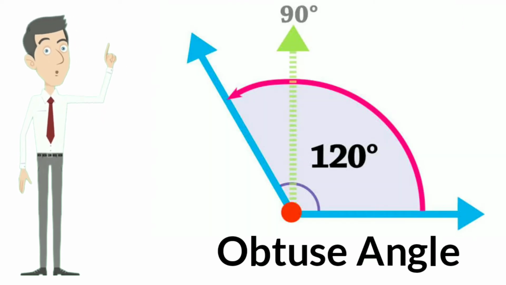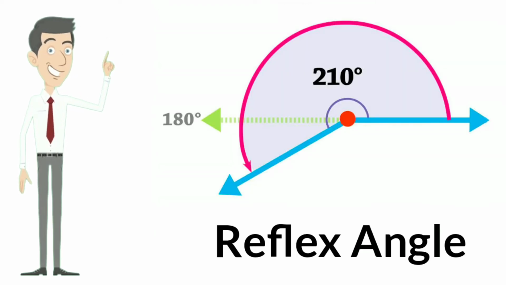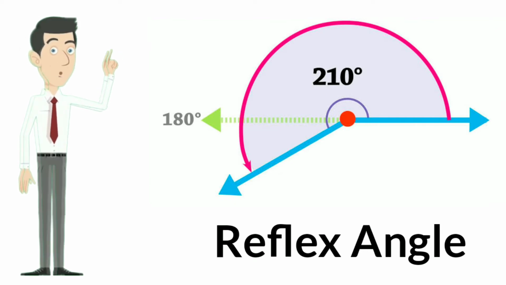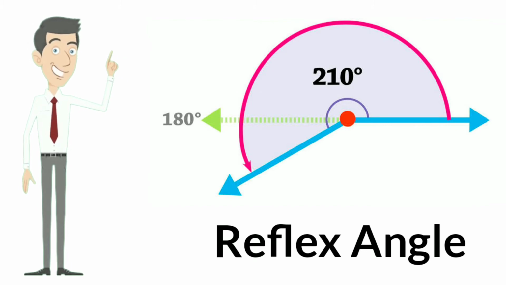Obtuse angle. An angle whose measure is more than 90 degrees and less than 180 degrees is an obtuse angle. Reflex angle. A reflex angle is more than 180 degrees but less than 360 degrees.